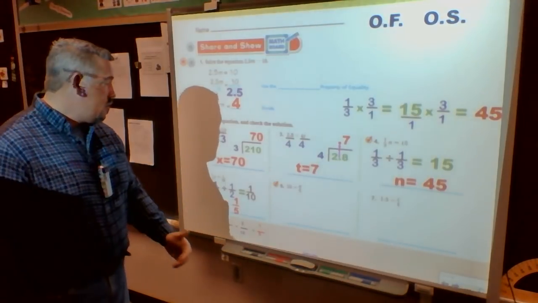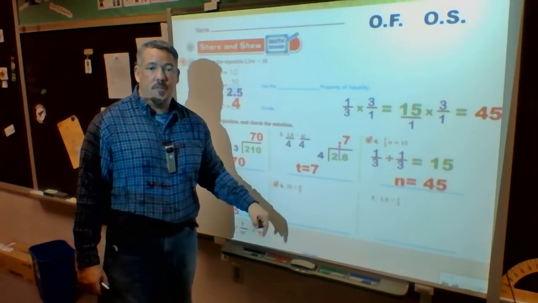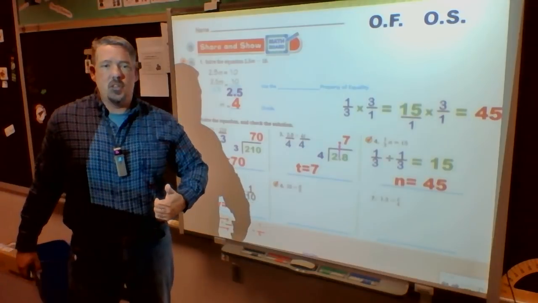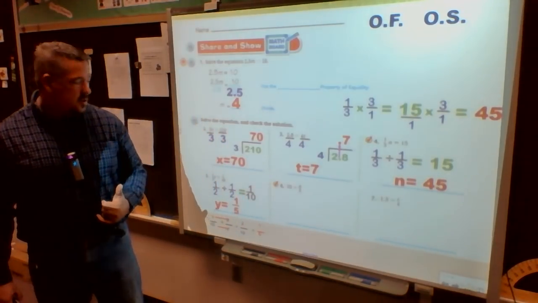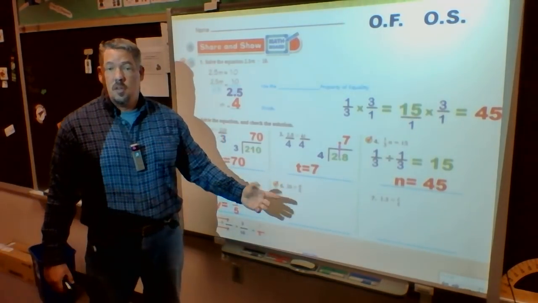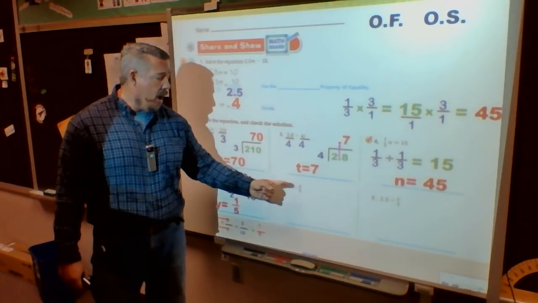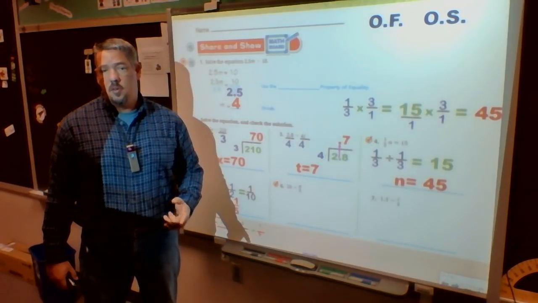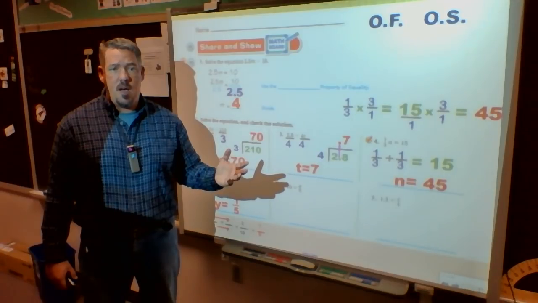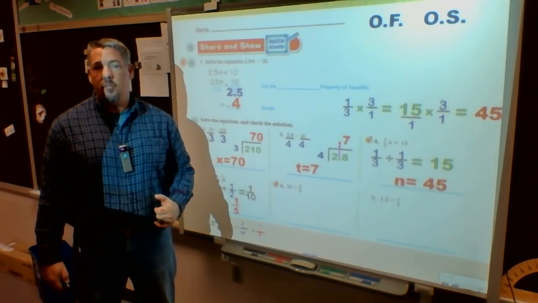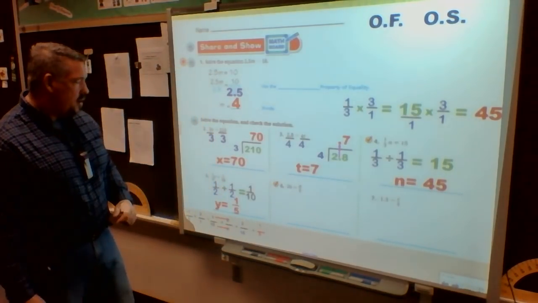Question 6. 25 is equal to a over 5. That's not a coefficient on a variable, is it? Because that's not multiplication. That is what? Division, right? So I have to do what to get rid of the dividing by 5? I need the a by itself. I have to have an independent variable.